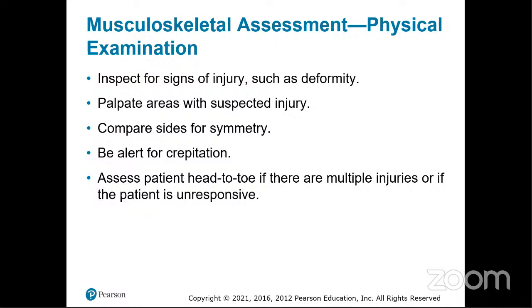And then assess the patient head to toe if there are multiple injuries or if the patient is unresponsive. So if they're unresponsive, this is where they've got to be trauma naked, right? All the clothing has to come off.